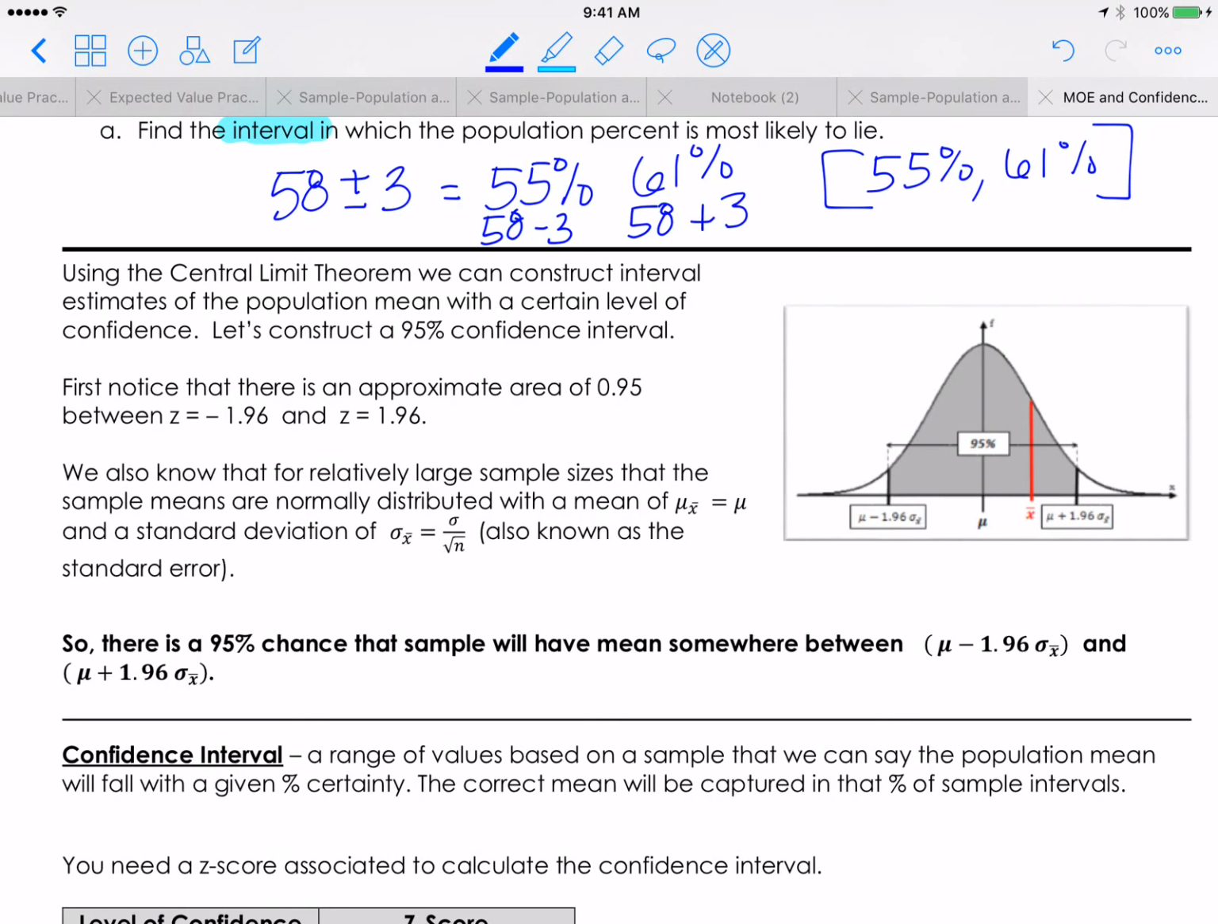It says there's a 95% chance that the sample will have a mean somewhere between our population mean minus 1.96 and our sample mean plus 1.96 times our sample standard deviations. Okay, let's get into actual problems and then you'll see this a little bit more.